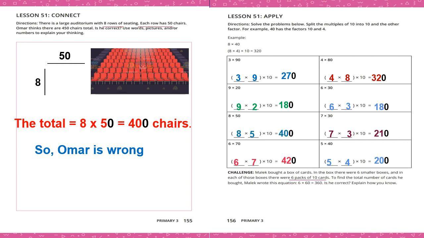Okay, our challenge here. Malik bought a box of cards. In the box there were 6 smaller boxes. In each of those boxes there were 6 bags of 10 cards. To find the total number of cards he bought, Malik wrote this equation: 6 times 60 equals 360. Is he correct? Explain how you know.